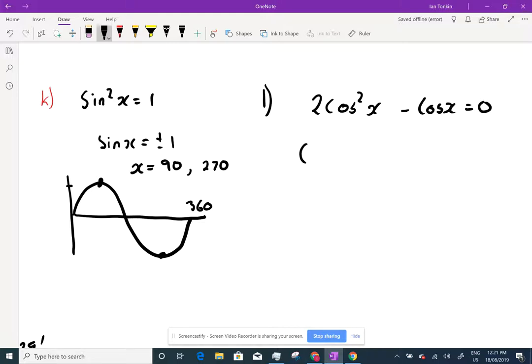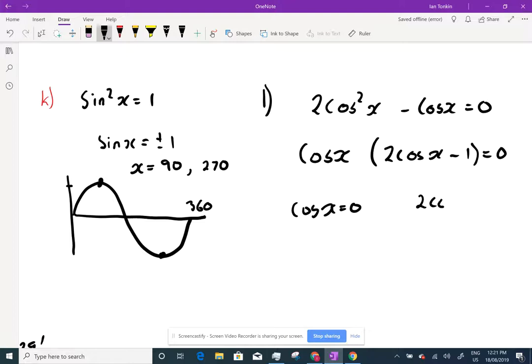Well, we'll factorize out the cos x. And here I get cos x times 2 cos x minus 1 equals 0. I just factorized out the cos x. Well, now I've got two solutions. I can have cos x equals 0, or I can have 2 cos x minus 1 equals 0.